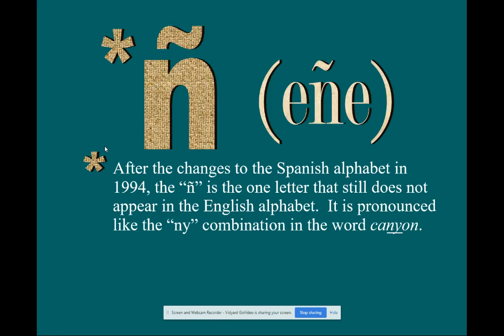Ñ. After the changes to the Spanish alphabet in 1994, the ñ is the one letter that still does not appear in the English alphabet. It is pronounced like the ny combination in the word canyon. Niño, mañana, año, baño.